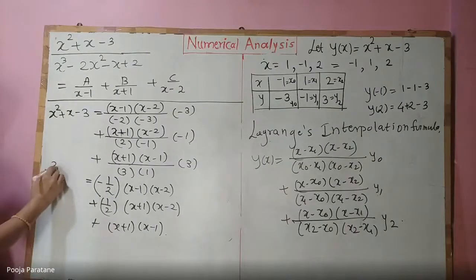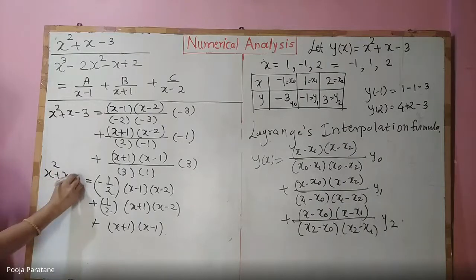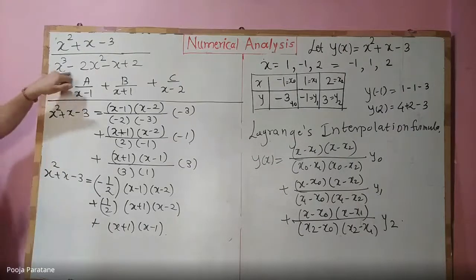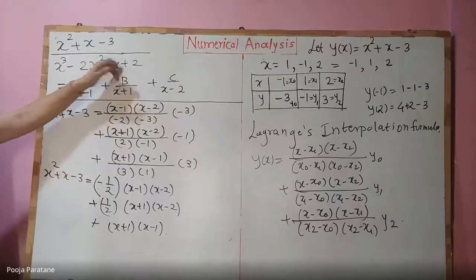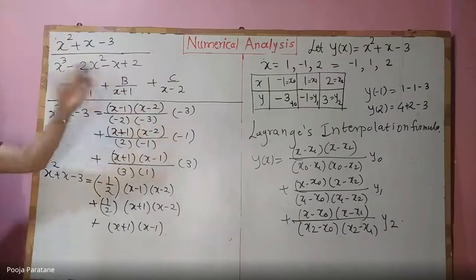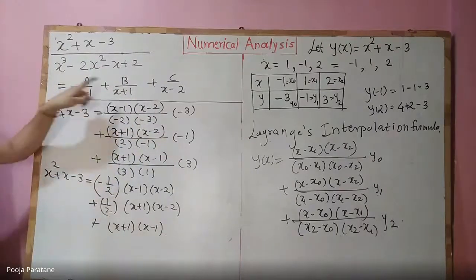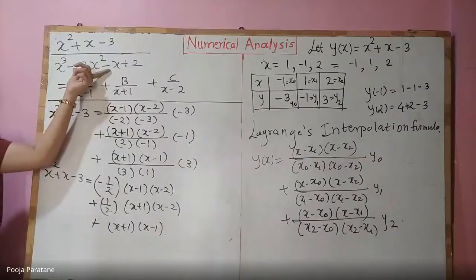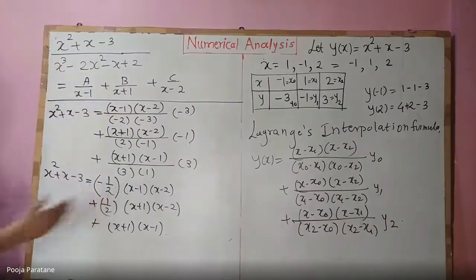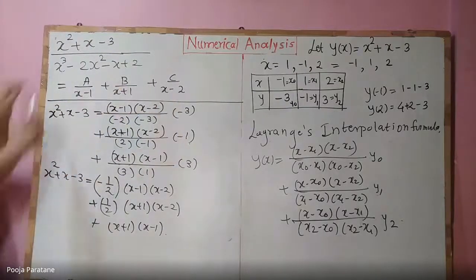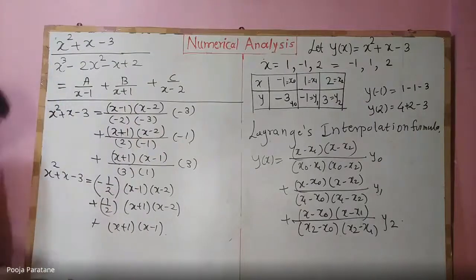So this is the value of what? x square plus x minus 3. Now we want to find the partial fractions. So what will we do? We will divide both sides by this polynomial, that is the denominator, x cube minus 2x square minus x plus 2, meaning we are dividing by x minus 1 into x plus 1 into x minus 2, because those are the linear factors of this polynomial. So divide both sides by x minus 1 into x plus 1 into x minus 2, which is nothing but this polynomial. Let us complete it.